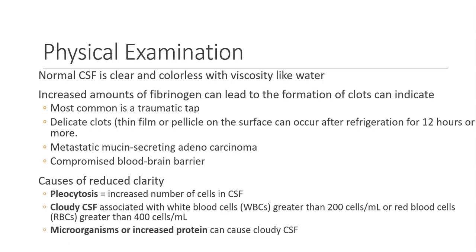So when talking about clarity, pleocytosis, by definition, is an increased number of cells in the cerebrospinal fluid. So when you have an increased number of cells, when they get to a certain level, you may see a cloudy CSF. And this is associated with white blood cells greater than 200 cells per milliliter, or red blood cells greater than 400 cells per milliliter. Cloudiness can also be due to microorganisms or increased protein, which can then create a cloudy appearance.